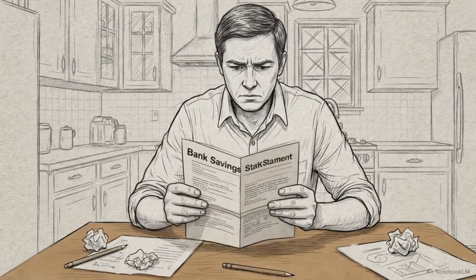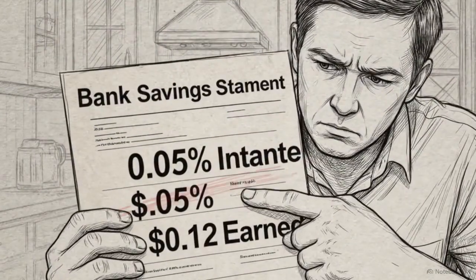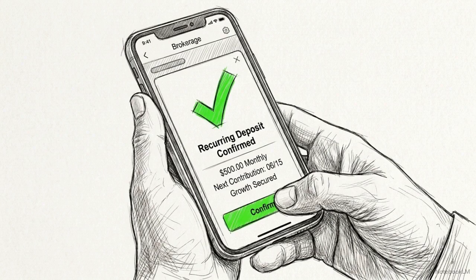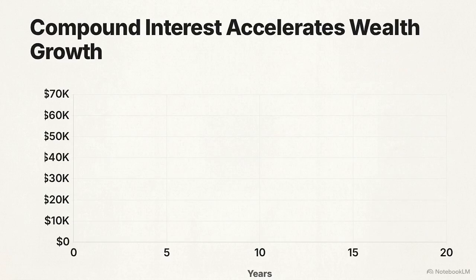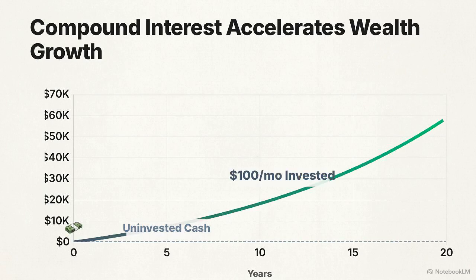Keeping cash in a savings account loses you money over time because inflation quietly eats away its purchasing power. Open a standard brokerage or retirement account and set up a recurring deposit into a diversified index fund. This graph shows the math over a 20-year timeline. While uninvested cash sits completely flat, an investment of just $100 a month curves upward, compounding on itself as your money makes its own money.